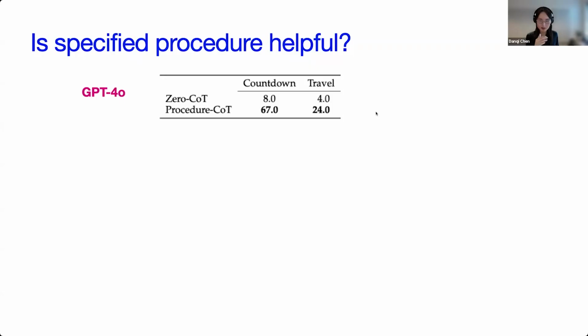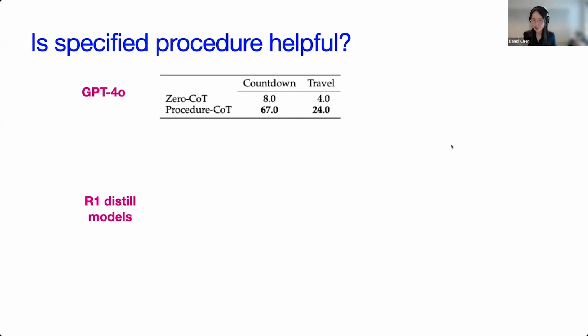When we wrote the paper, we didn't have R1 models yet. So at the time we tested the GPT-4o model. We compared the zero-shot chain of thought versus this pre-specified chain of thought, the procedural chain of thought. We found that the pre-specified procedure definitely helps a lot, especially for countdown. If we just use GPT-4o to solve the countdown task, it gets 8% accuracy. But if you tell the model how to solve this task by doing this depth-first search, it can give you 67% accuracy, much higher. Travel planning is a harder task.